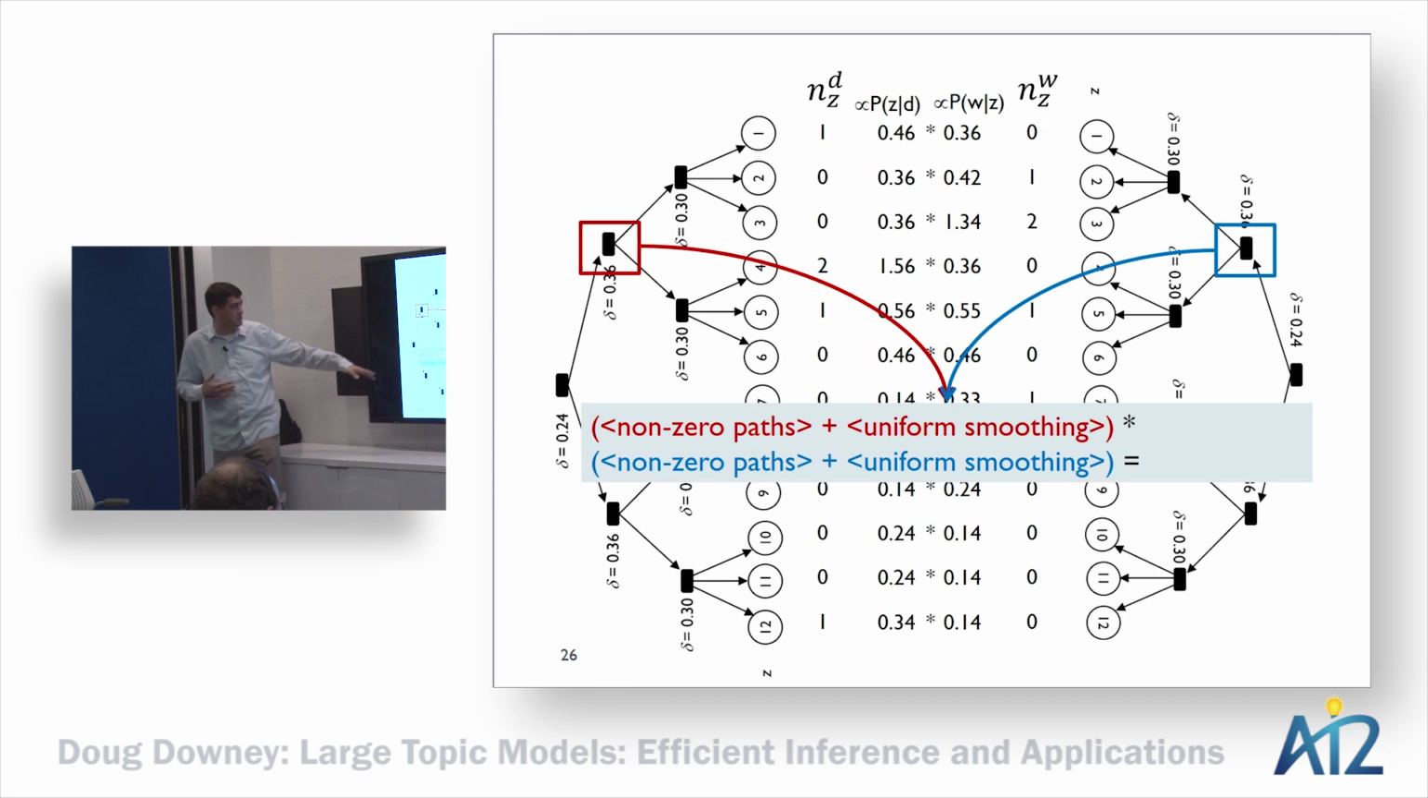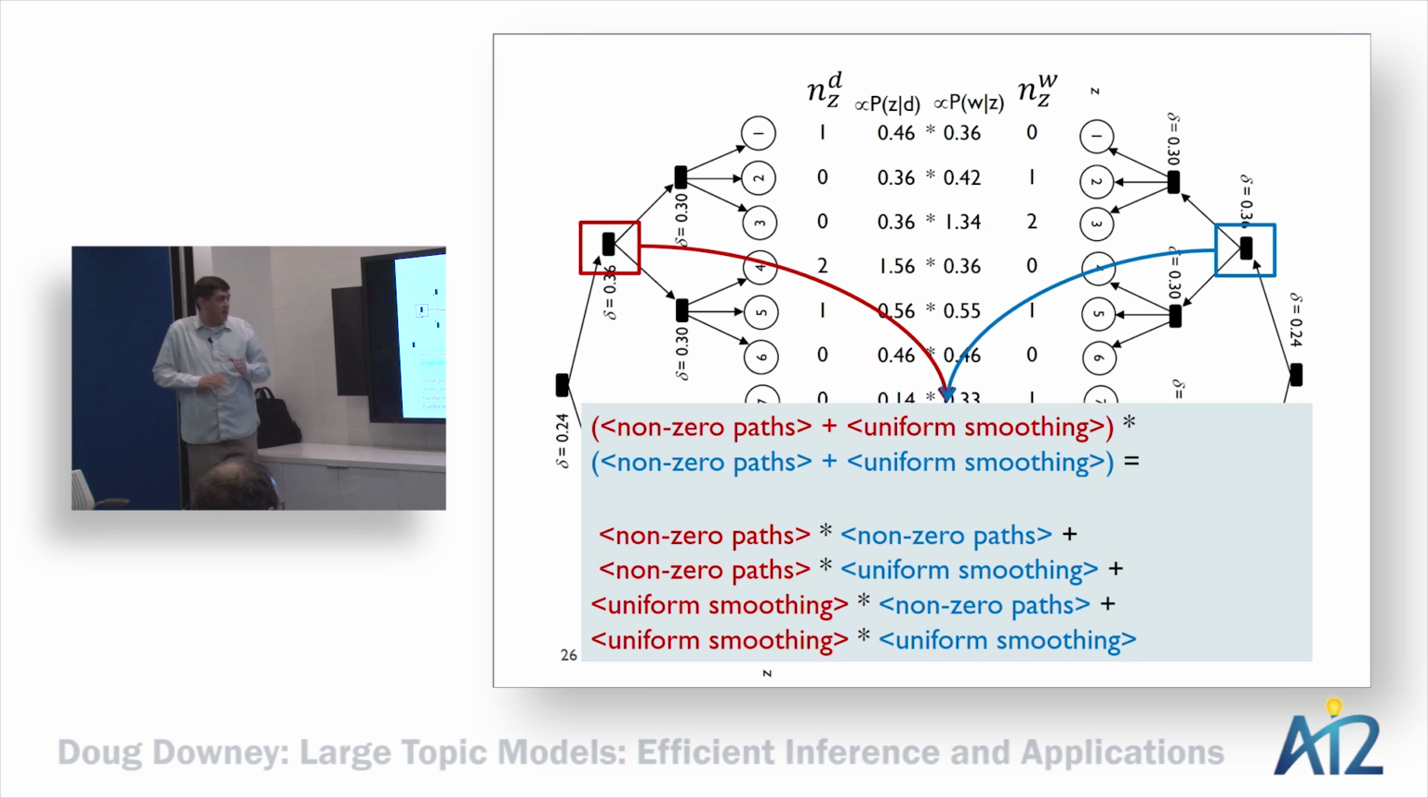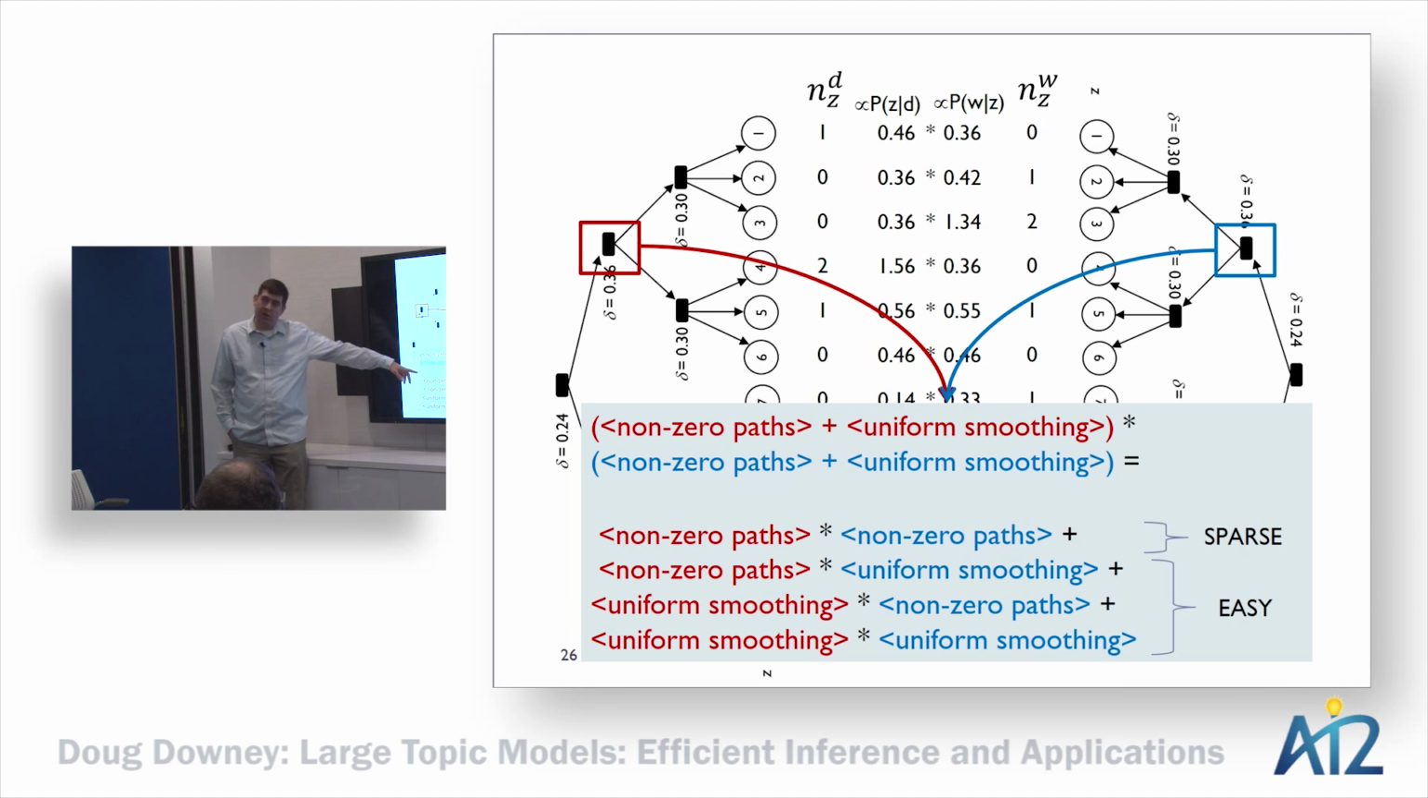So we have these 2 expressions that look more or less like this, and then we multiply them out, and here's what we end up with. This first product is complicated. If there are non-zero paths for both trees, then we actually have to go down and do some work and determine where they intersect. But fortunately, that doesn't happen very often. In all these other cases, where we're multiplying by uniform smoothing, we can actually summarize the probability mass. We can compute the probability mass of each one of these cases without descending any more in the tree.